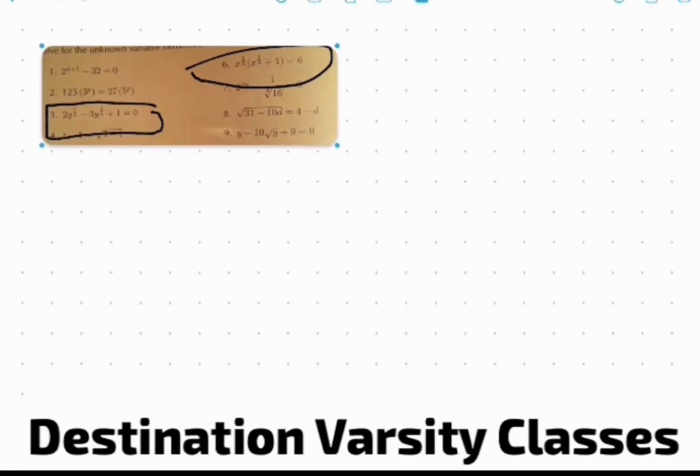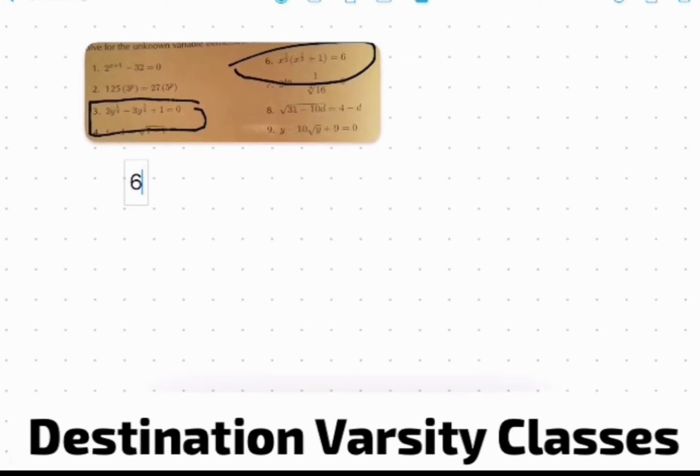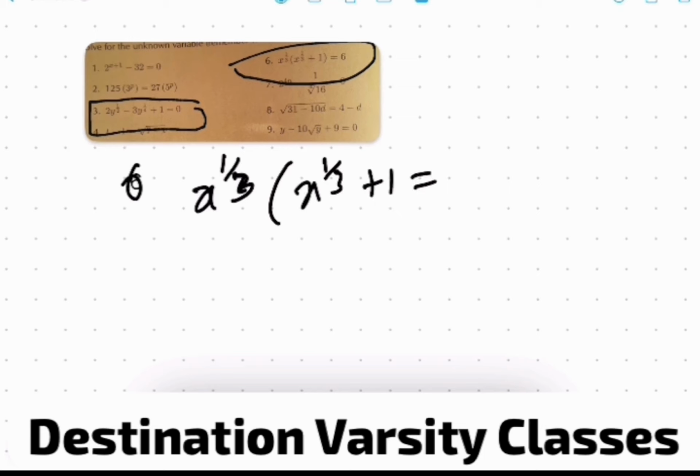Okay, now I have to solve this one, number 6, no? Okay, now let me use a proper pen. So it's number 6. And then you literally have your x to the power of 1 over 3, x to the power of 1 over 3 plus 1 equals 6, no? You know, you can't just equate this to 6. You only equate your brackets to 0 when there is 0 on the side. If there was 0 here, we would just say this equals 0, this equals 0, but there is a number, we can't do that, you get what I'm saying?